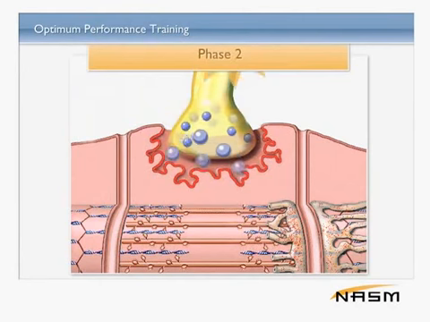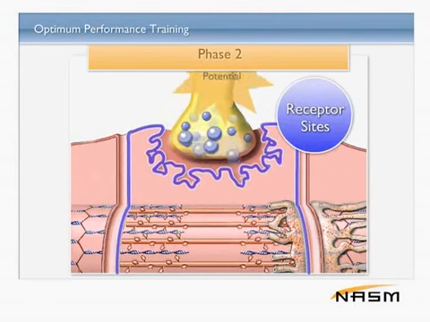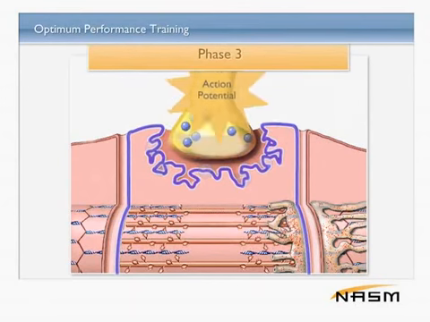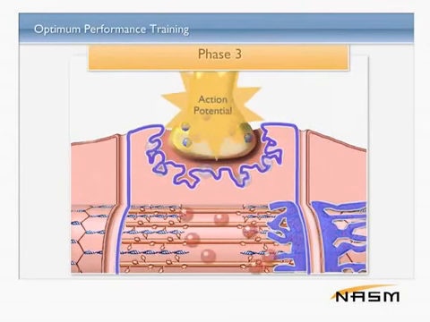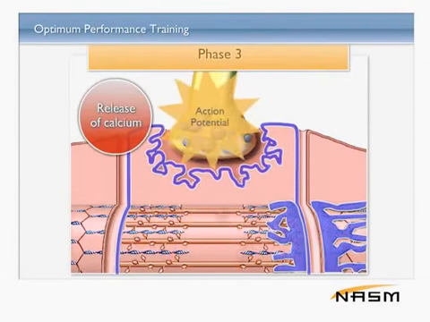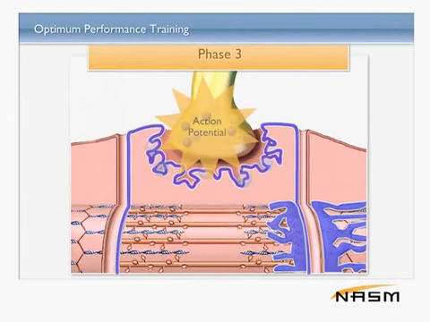Phase 2. Acetylcholine transports across the synapse and binds to its receptor on the muscle fiber. Phase 3. This continues the neural message or action potential to the muscle fiber that triggers the release of calcium into the sarcoplasm, where the actin and myosin are located.